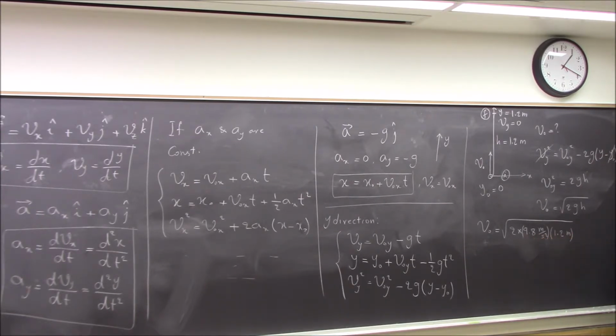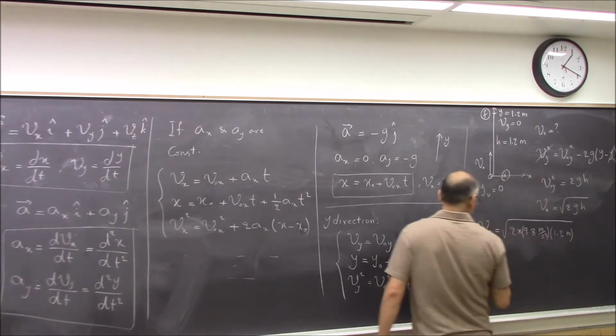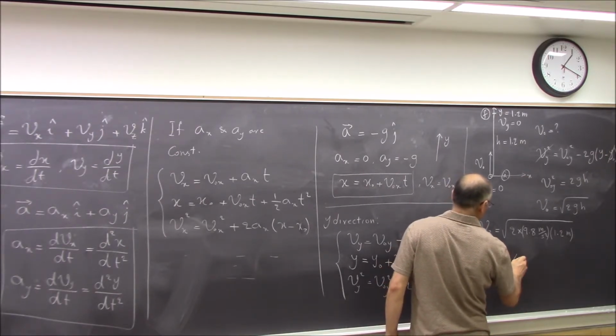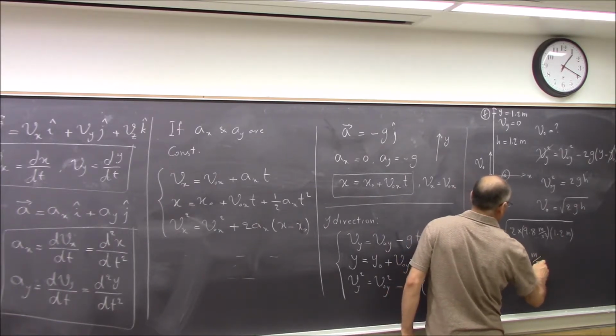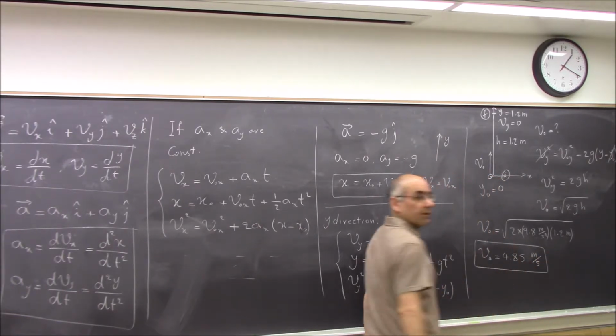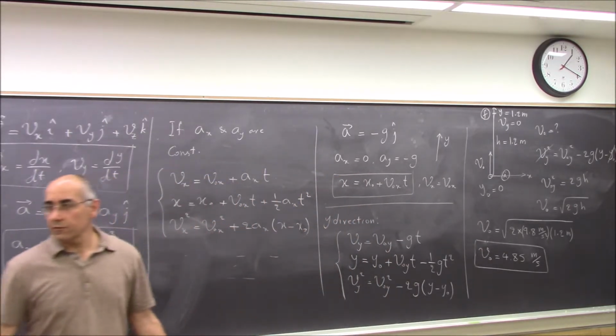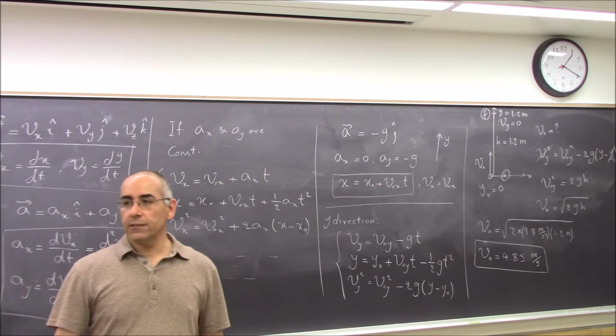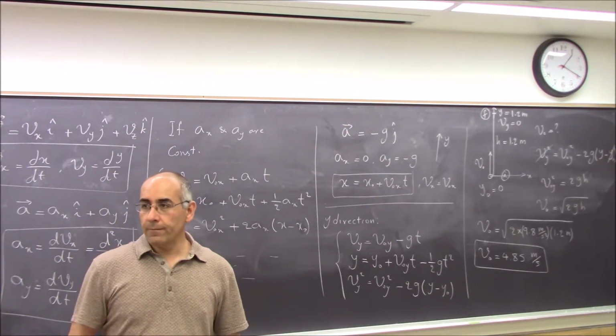And what is the number? 4.85, yes, thank you. V0 equals 4.85 meters per second. This is how we can find the initial velocity. That is the speed that this launcher launches the ball.